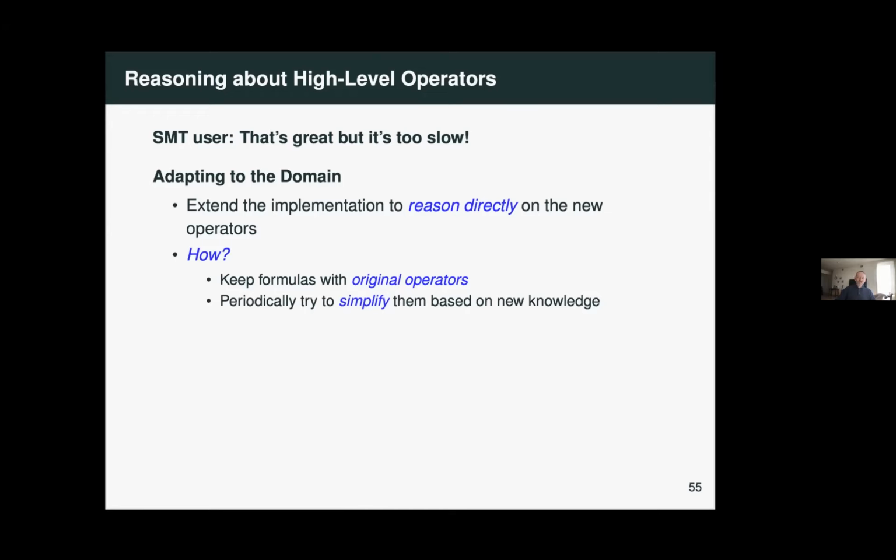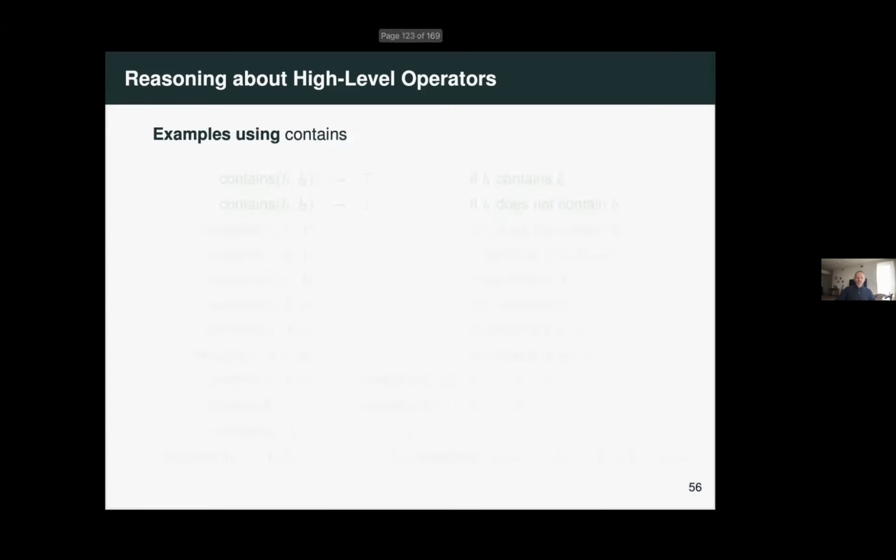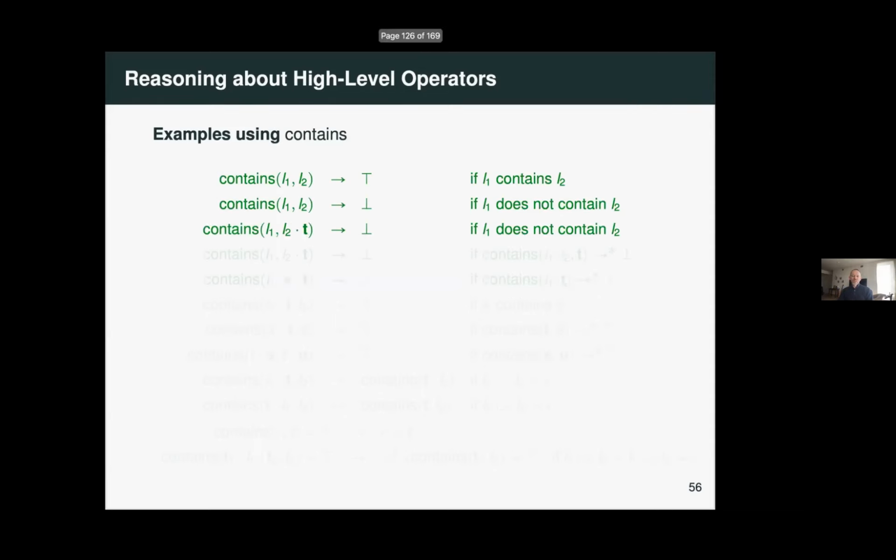So the key here is to build a really strong simplifier. Let's see some examples of how we can do this, using the contains operator. Here L is going to represent a string literal, which is a sequence of characters from the alphabet. If I have two string literals, I can just check to see if one of them contains the other. So that's easy.